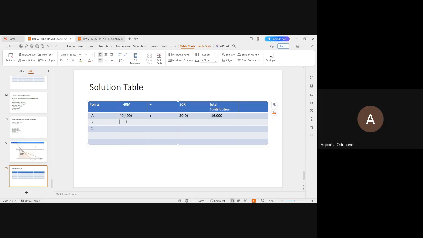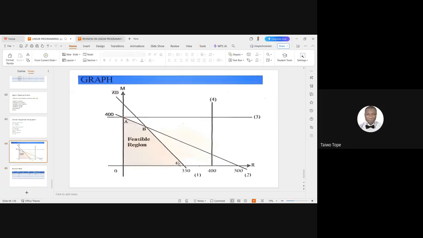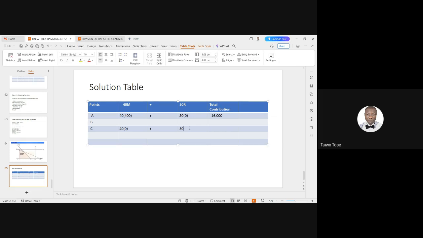Let's jump to C, because we need to do some workings for B, right? So for C, when M is 0, what will be the total contribution? For R, the value of quantity at point C is what? 350. So the total contribution will now be what?